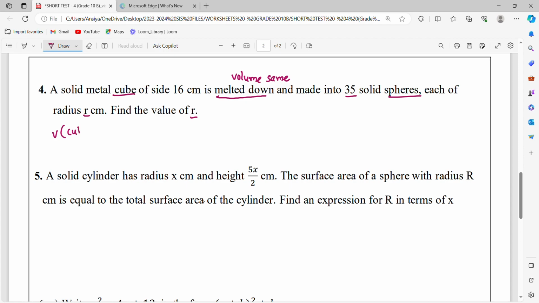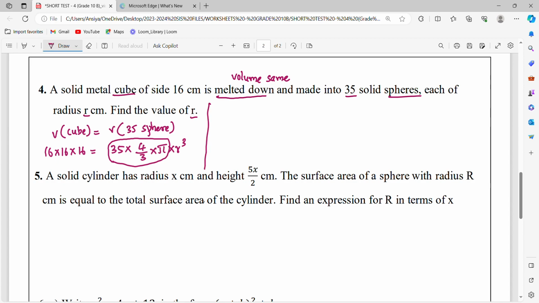Volume of a cube is equal to volume of 35 spheres, not just one sphere. How to find the volume of a cube or cuboid? Length times width times height. In a cube all are the same, so 16 times 16 times 16 is equal to 35 sphere volume. So 35 times volume of one sphere, which is 4 by 3 times pi times radius cube. R is not given. Okay, so now we can take all these to the other side. Correct? Whatever is multiplying gets divided, whatever is divided gets multiplied.